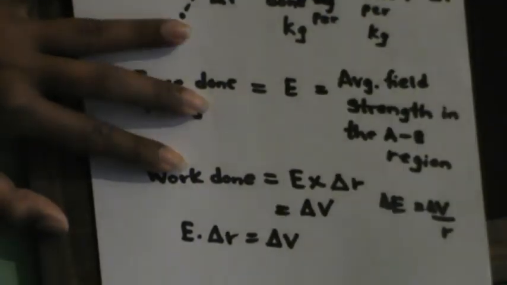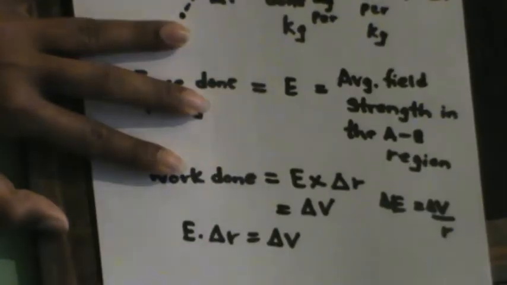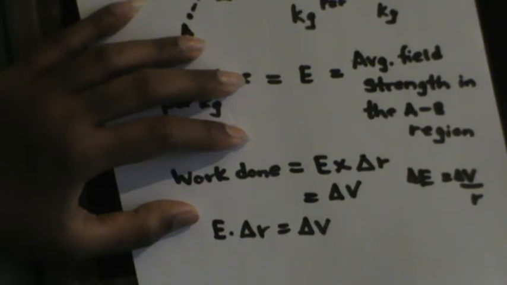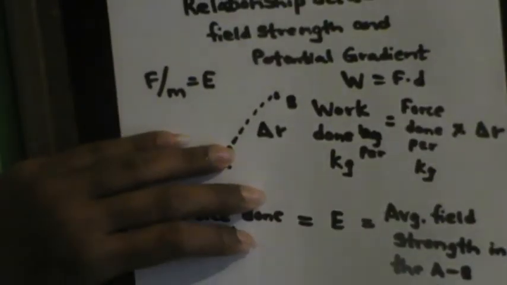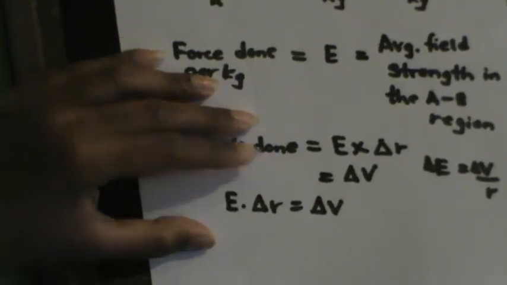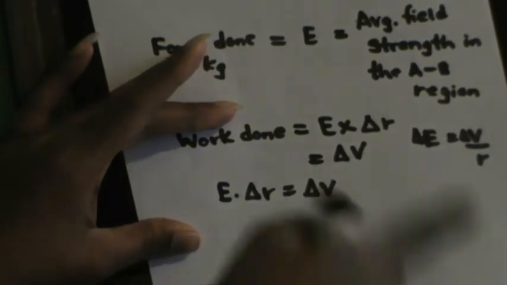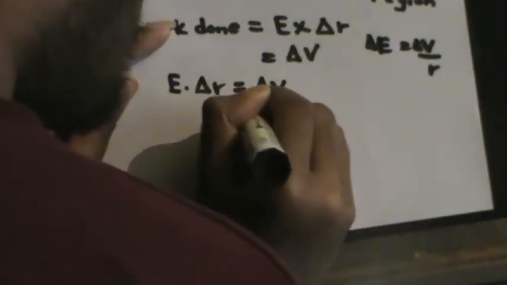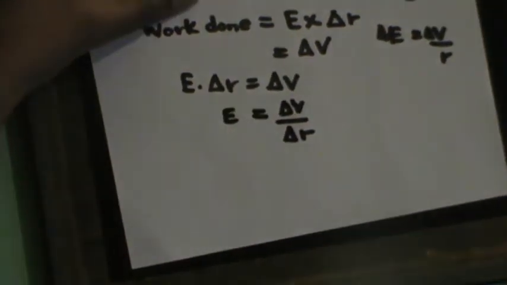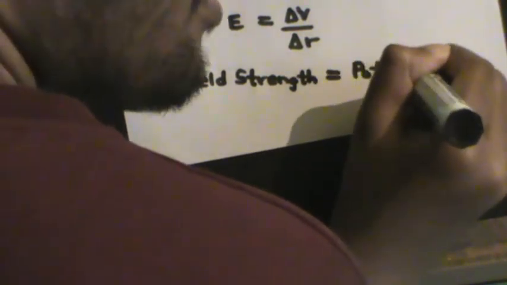On one side we have to create the field strength, which has already been created, E, but we also have to create the potential gradient. So I'll divide by delta R, because delta R cannot be 0. If delta R is 0, A will coincide with B. If delta R is not 0, we can divide both sides by delta R. Delta R divided by delta R is 1, so E is equal to delta V by delta R. So field strength under gravity is equal to the potential gradient.